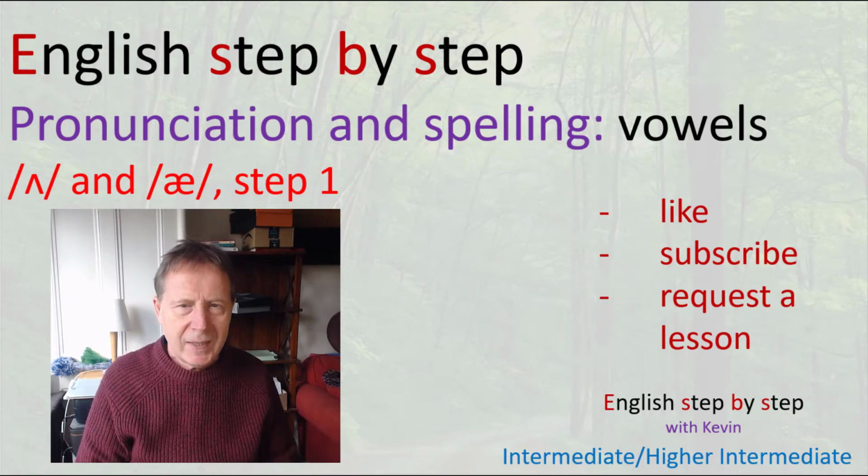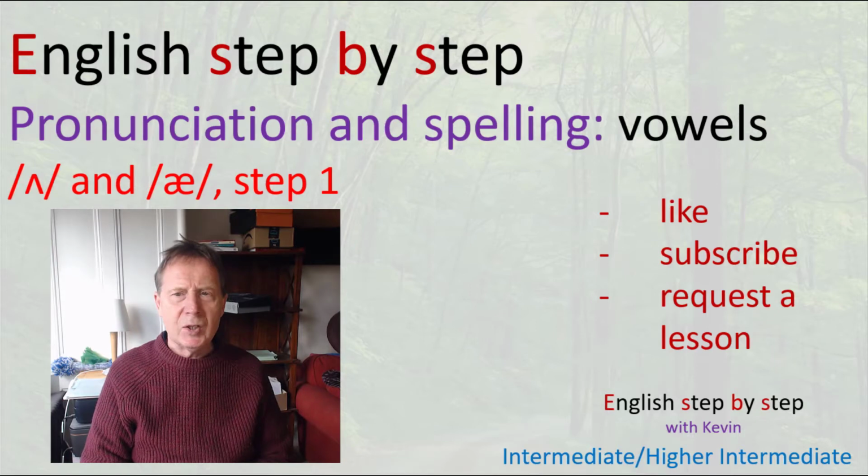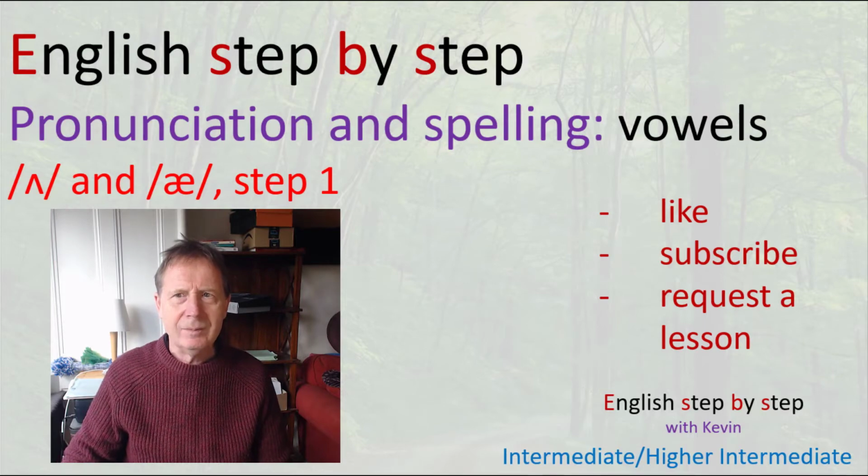English step by step. Pronunciation and spelling. Vowels: ʌ and æ. Step 1.